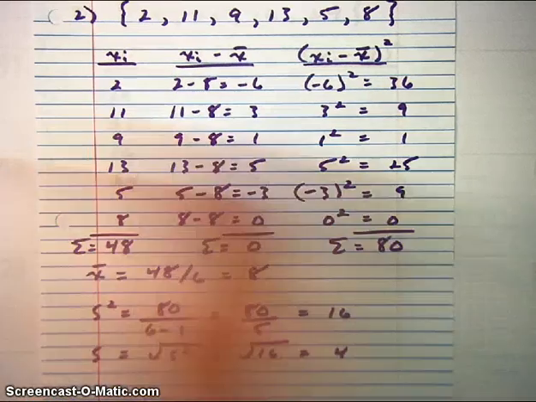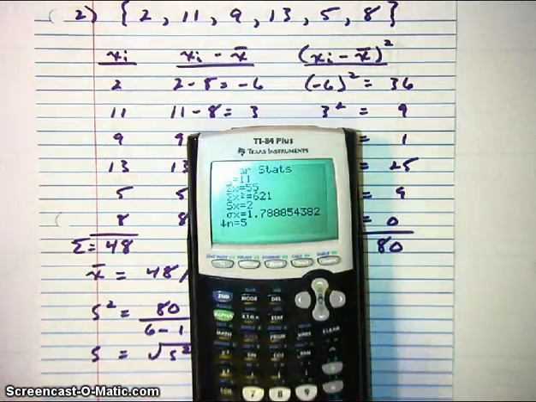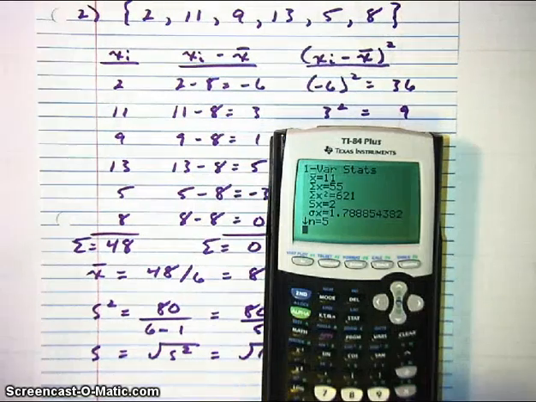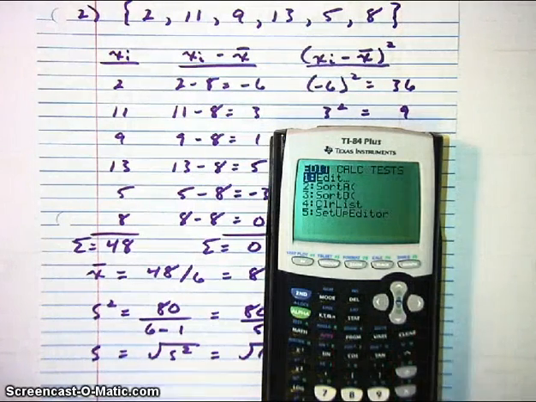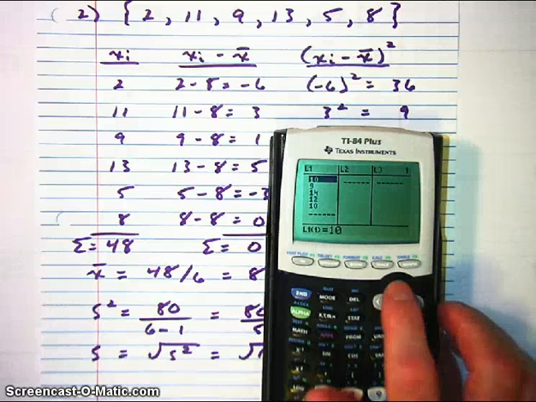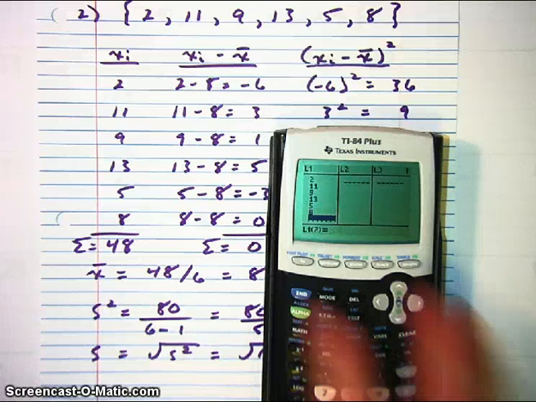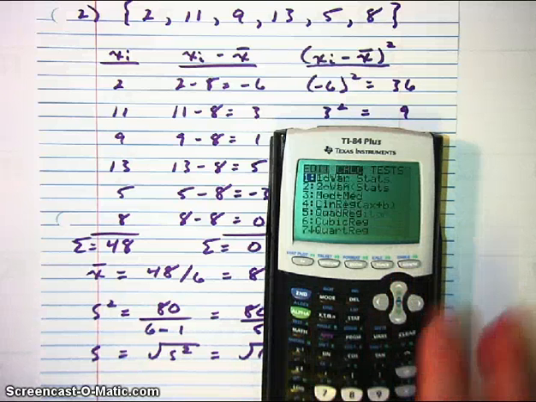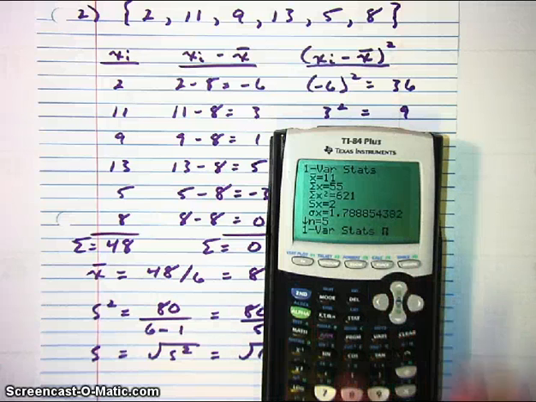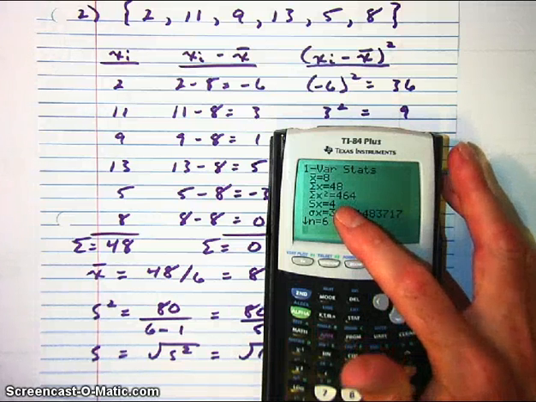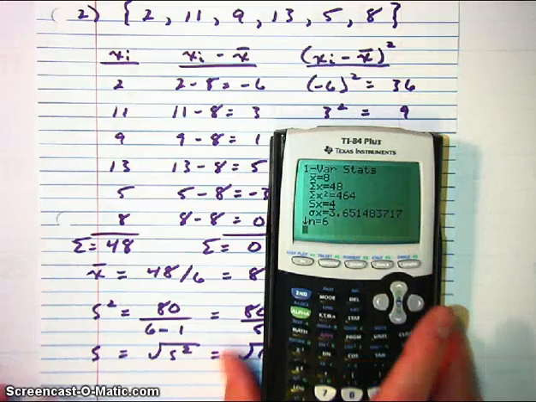If you want to find those on your calculator, it's easy. We'll go back into the stats editor and we'll erase this list and replace it with these values: 2, 11, 9, 13, 5, and 8. And then we'll use one variable stats on that to figure out what the standard deviation is. You can see it's 4. If you want the variance, square that and you get 16.